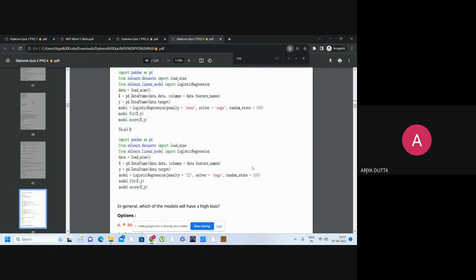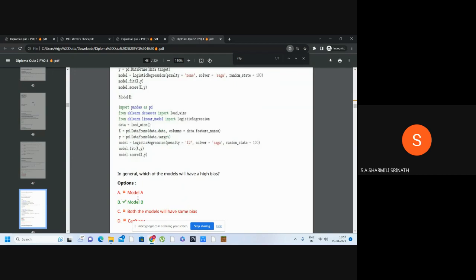L2 will increase the bias, while in model A it is given as none, right? So we are not regularizing, so it will not have any increased bias. That is the answer, right? The answer is B, based on the penalty we applied for this question. So bias will increase in model B. Yes. Okay.